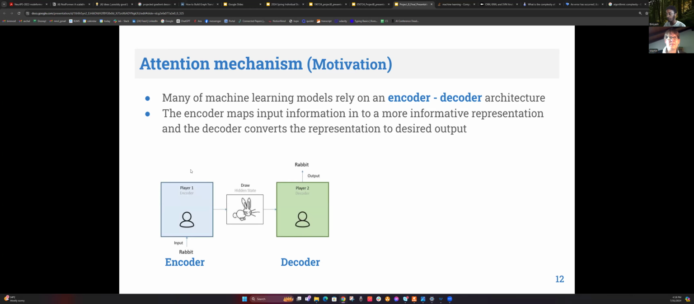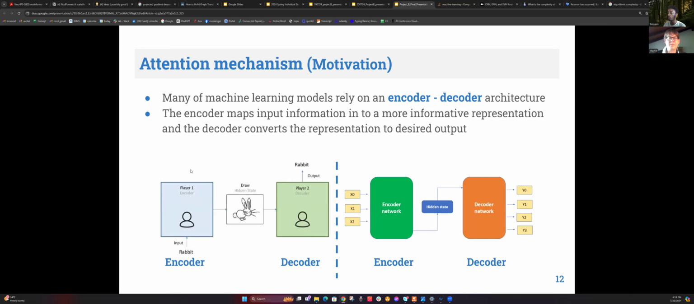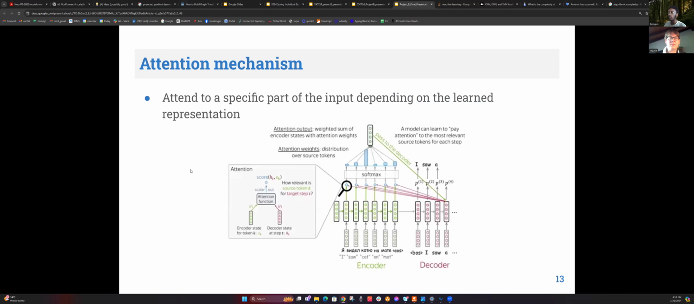That's the drawing. And in the same way, a neural network encoder will take an input X and embed it into a hidden space. That hidden space representation is used by the decoder to retrieve some important label or classification. So yes, what does attention mean? It's to attend to a specific part of the input depending on the learned representation. The attention score represents the significance of one input to the other. And this can be computed using similarity functions such as dot product and so on.